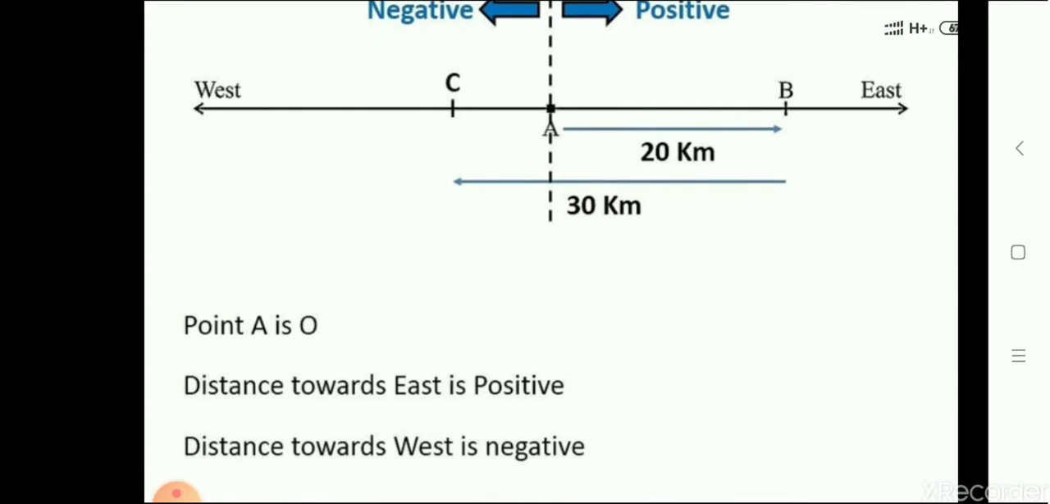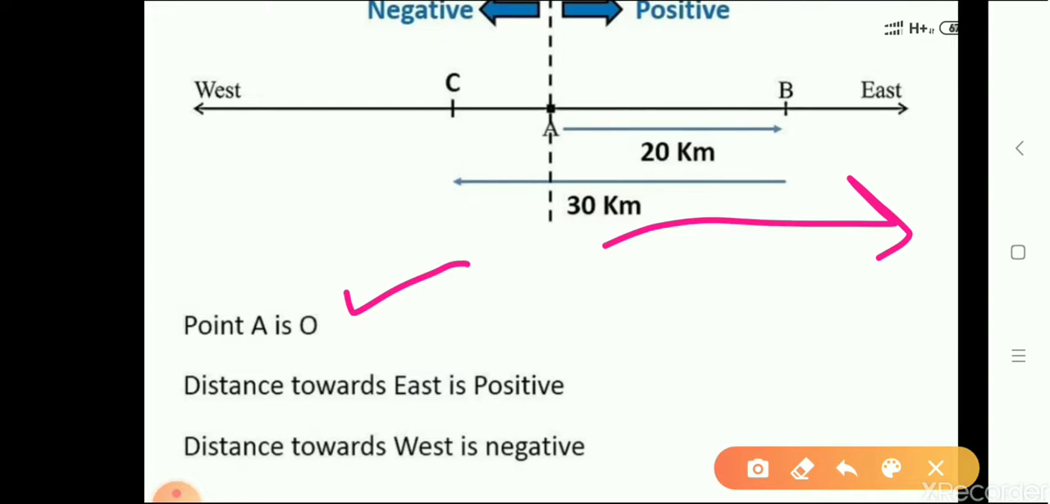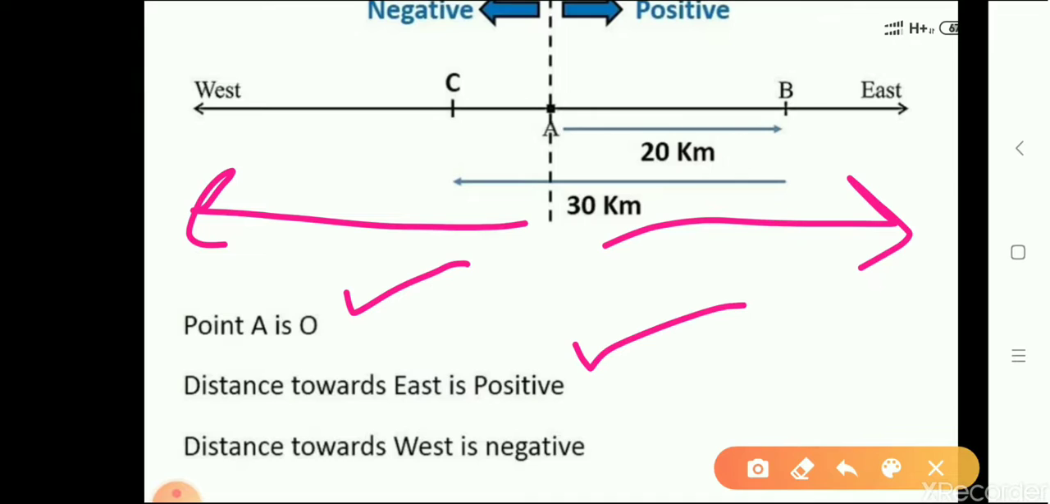Point O is taken as 0 in the number line. From A towards the right, we are taking the distances positive, so from A towards the left, we will take the distances with a negative sign. The distance towards east is positive, that is on the right hand side, and the distance towards the west is negative, which is on the left hand side.